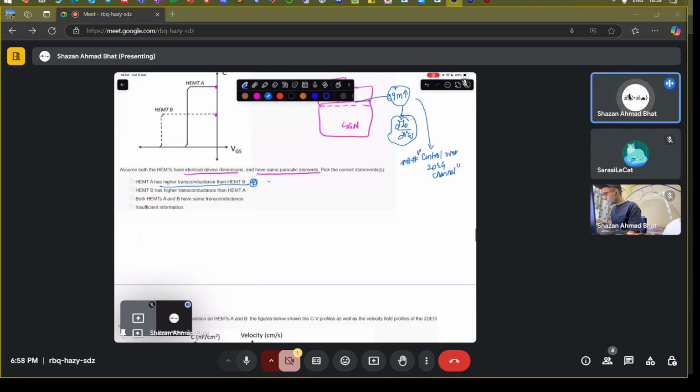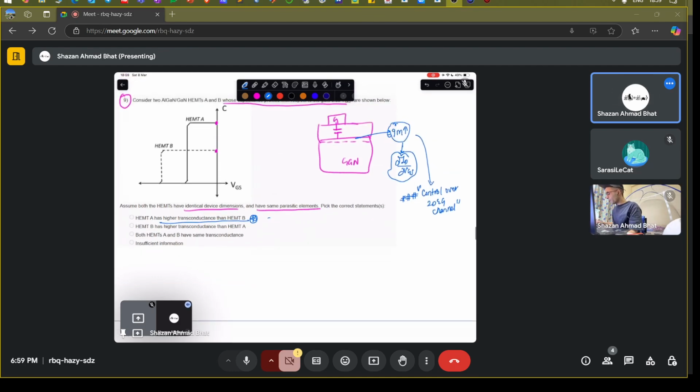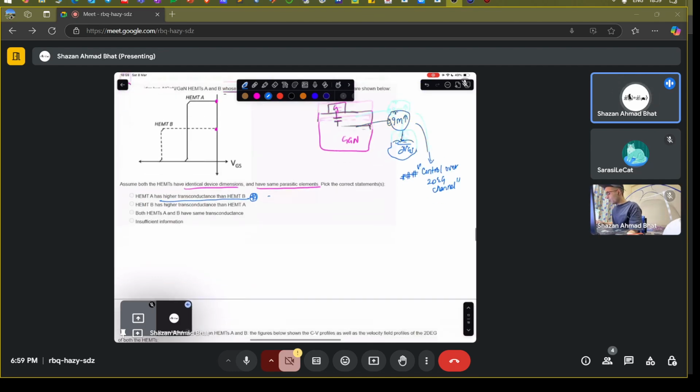What are the other options? HEMT B has higher transconductance than A. Both HEMTs have the same transconductance. Yeah, this sounds logical. Let me still check whether I have solved this particular problem. Yeah, correct. This sounds logical because of the capacitive coupling. Exactly. So now what else?